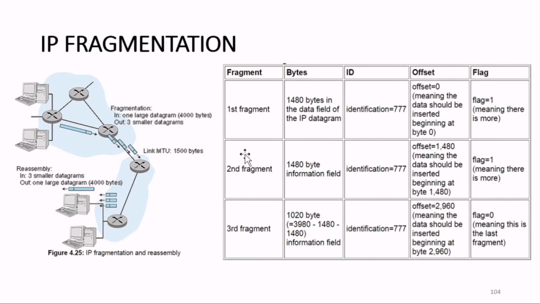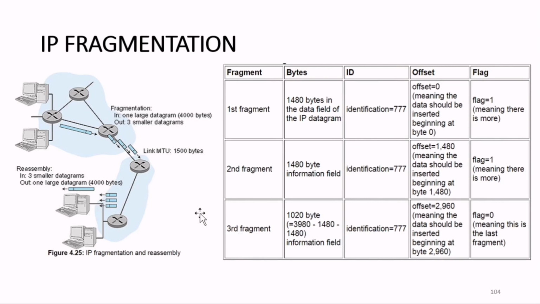The second fragment is still the same, 1480 bytes. We need to deduct 20 bytes from the link MTU. The identification is still 777 for the fragmentation, and for the offset we put 1480, meaning that the data should be inserted beginning at byte 1480, because the first fragment used 1480. And the flag is equal to 1, meaning there is another fragment coming.